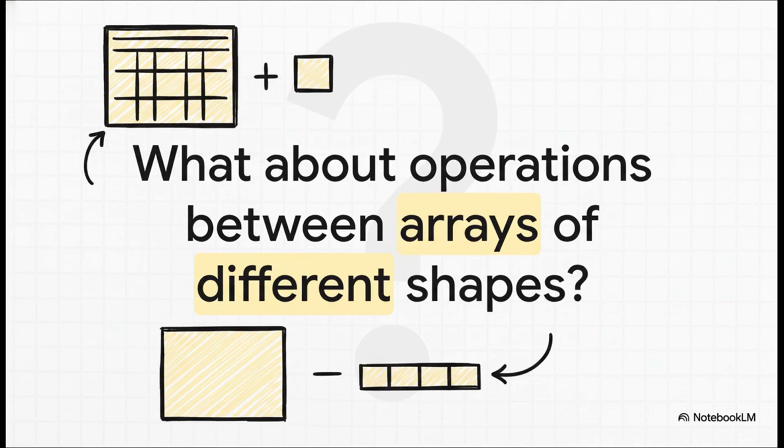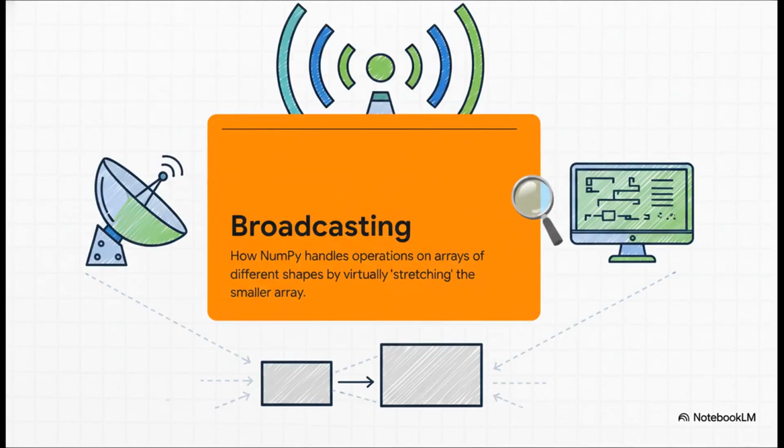Okay, that's a great question, right? Vectorization seems amazing when your arrays are all the same size. But what happens when they're not? Like, how do you add just one number to a huge array or subtract a row from a whole matrix? The answer is broadcasting. And honestly, this feels like magic.